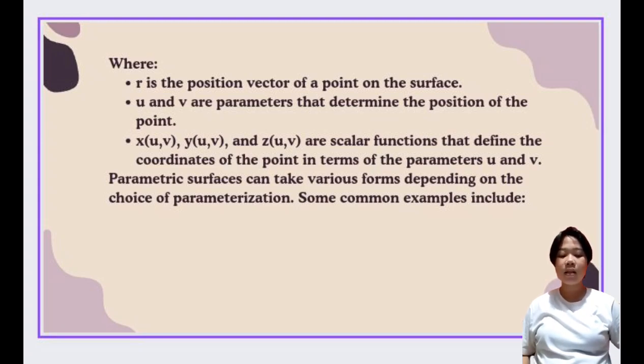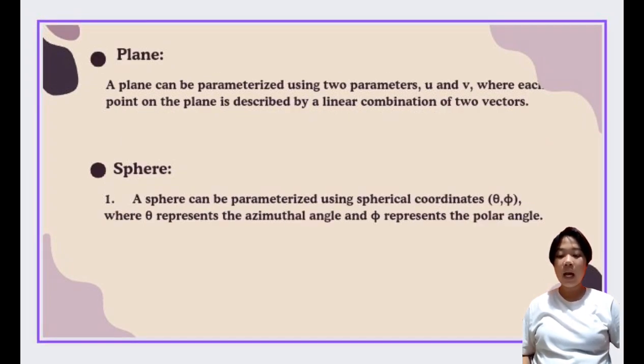Parametric surfaces can take various forms depending on the choice of parameterization. Some common examples include the plane. A plane can be parameterized using two parameters U and V, where each point on the plane is described by a linear combination of two vectors.